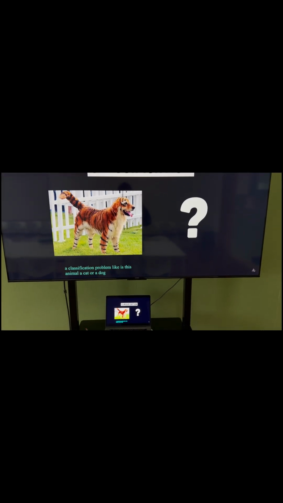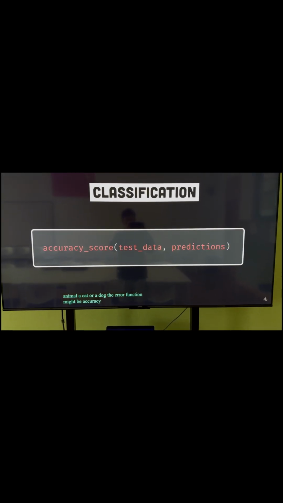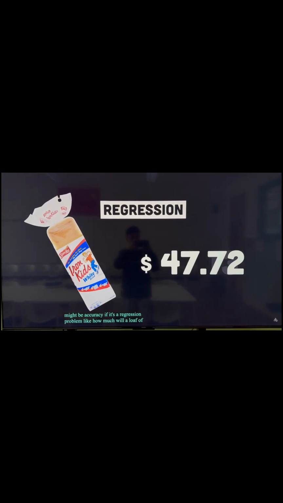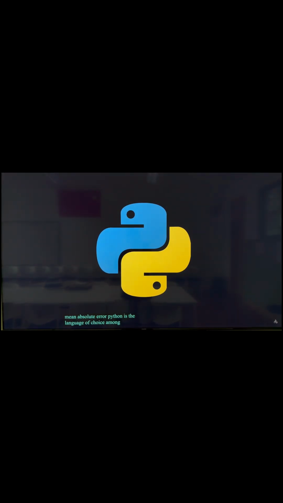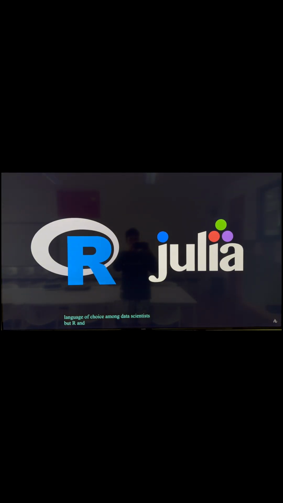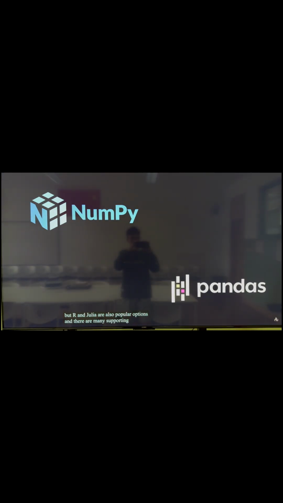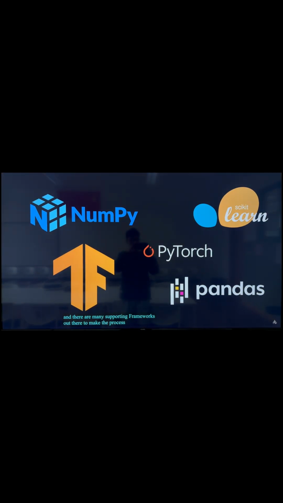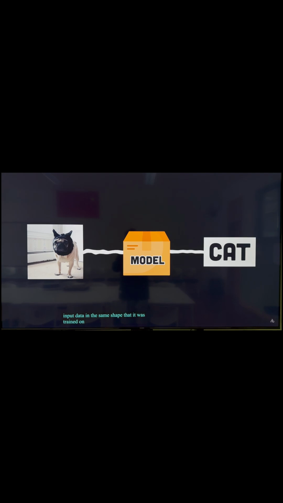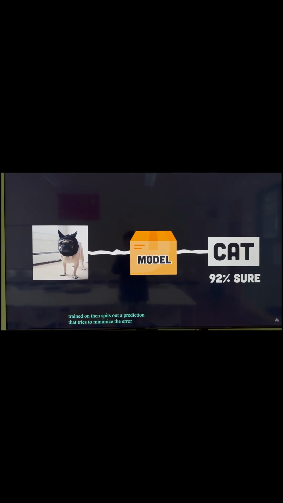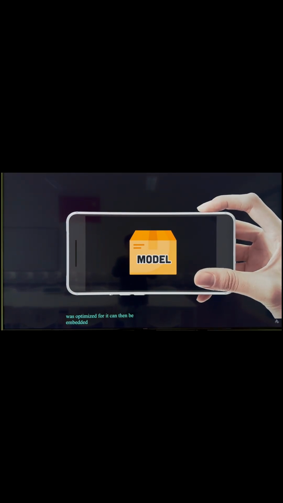If it's a classification problem, like is this animal a cat or a dog, the error function might be accuracy. If it's a regression problem, like how much will a loaf of bread cost next year, then it might be mean absolute error. Python is the language of choice among data scientists, but R and Julia are also popular options, and there are many supporting frameworks out there to make the process approachable. The end result of the machine learning process is a model, which is just a file that takes some input data in the same shape that it was trained on, then spits out a prediction that tries to minimize the error that it was optimized for. It can then be embedded on an actual device or deployed to the cloud to build a real-world product.